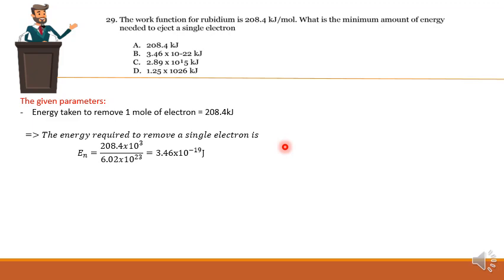And this En will be equal to the energy taken to remove 1 mole of the electron divided by the number of electrons. Therefore, we are going to have the energy required to remove 1 mole of electrons, which is given as 208.4 kilojoule, times 10 to the 3. We'll convert this from kilojoule to joule, and then we'll divide it by 6.02 times 10 to the 23 and see what we have.